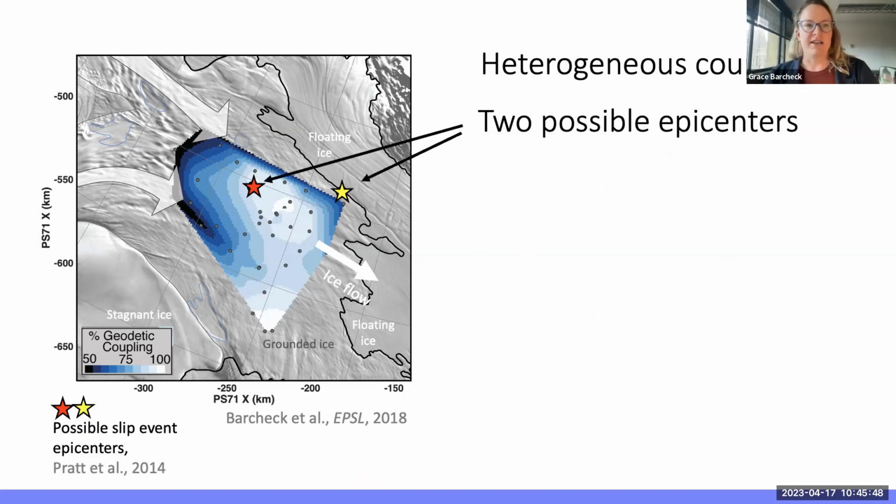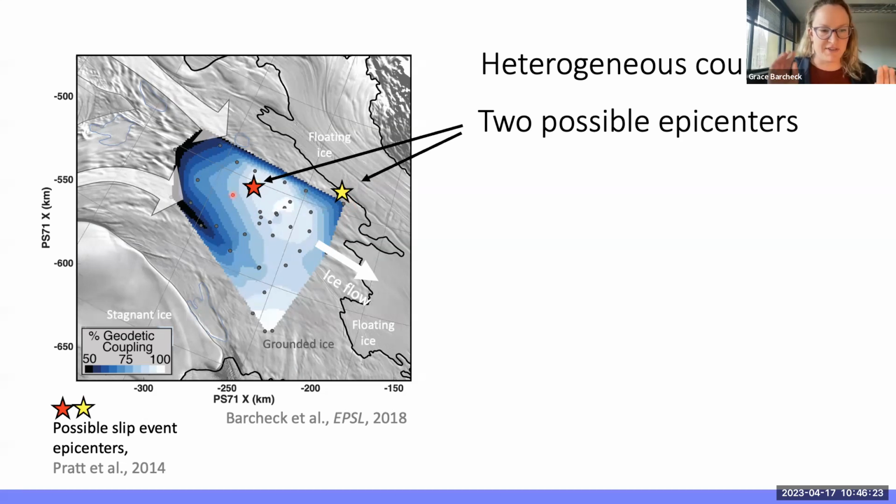The other thing that previous people discovered about this glacial fault is that, just like we can do for earthquakes, we can figure out where the slip events begin. We can find the epicenter, so to speak, of the slip events. This work was done by Martin Pratt using broadband seismometers, looking at motion on them to back-project where the slip events begin. He found that the mainshock part of all the slip events tends to start in one of two places, either this red star or this yellow star.